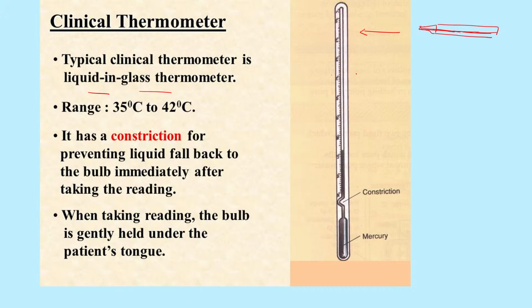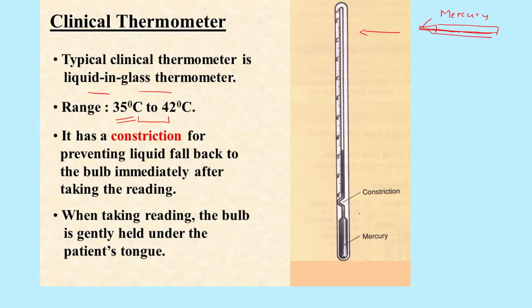Yes, and this liquid is nothing but, as I told you, one particular metal, and the name of the metal is mercury. What is the range of the thermometer? I have told you this in the previous session. Yes, lowest is 35, highest is 42 degrees. So the range is 35 to 42.